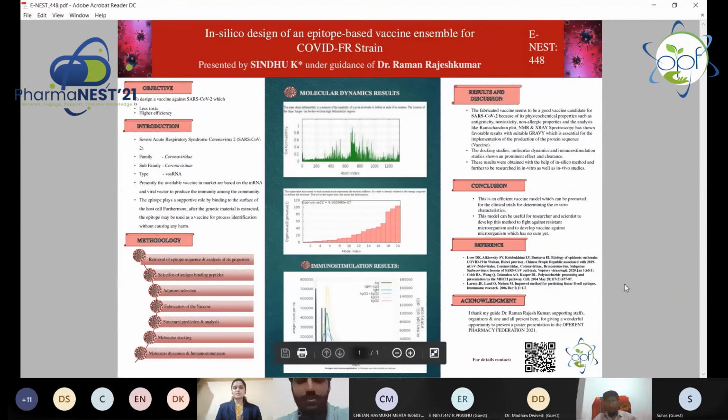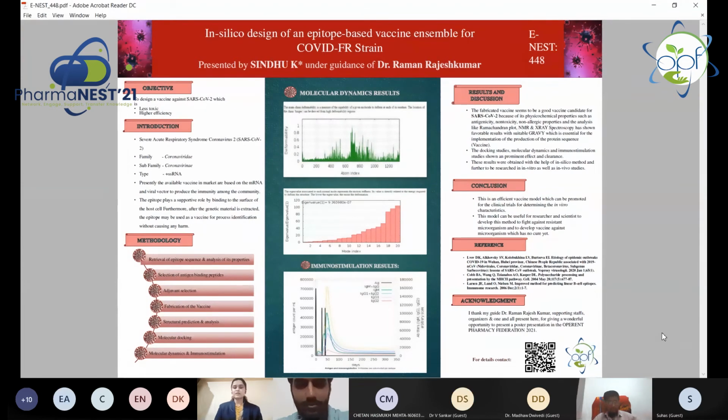Greetings to one and all present here today. I'm Sindhu K, final year BPharm student of JSS College of Pharmacy, UP. I'm going to present my work on the in silico design of epitope-based vaccine ensembles for the COVID FR strain. Here, the FR strain is the France strain, which we took for the studies under the guidance of Dr. Raman Rajesh Kumar, Department of Pharmaceutical Biotechnology.